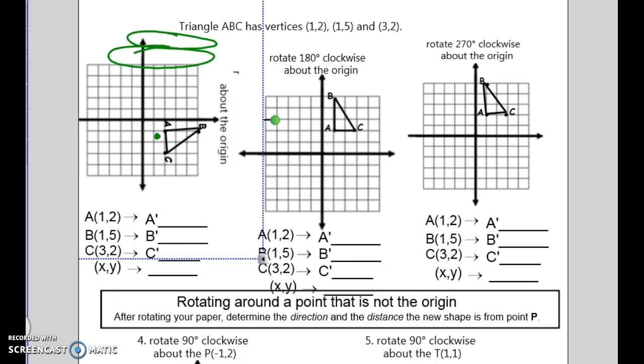Because right here, this is quadrant 1, quadrant 2, quadrant 3, and quadrant 4, right? What's your coordinate for A prime now? 2, negative 1. What about B? C? 5, negative 1. 2, negative 3. Look at these numbers.